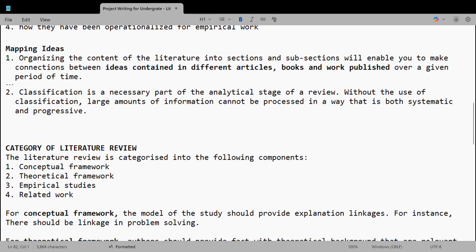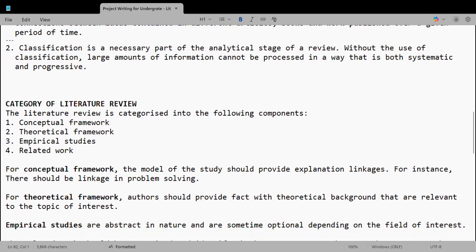Then the second one is to be able to classify our work. Without doing a classification, the work may look bulky and may not look systematic. So now, how do we categorize our literature review?